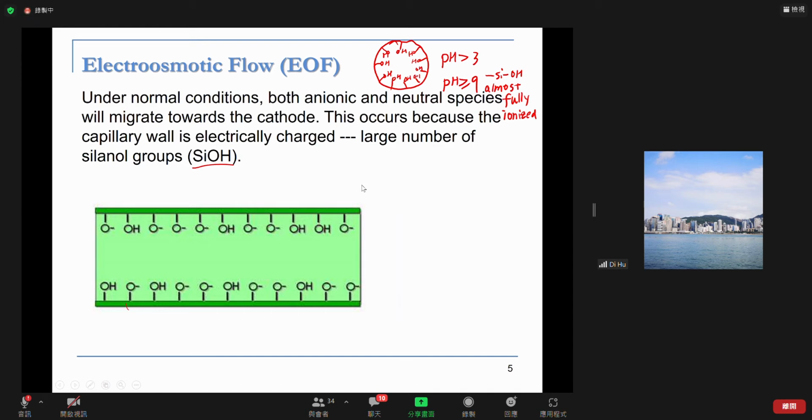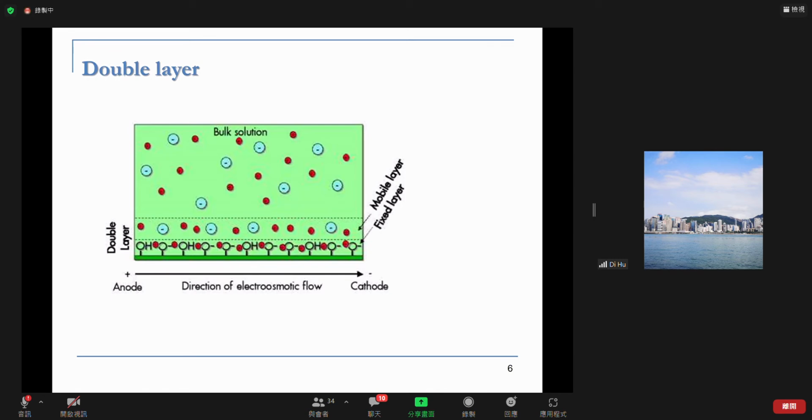And then what's next? You say, okay, I know it's charged, and then what's the point? The point is that now you're running the buffer solution after you run the alkaline. So you are analyzing your buffer solution, and it has positive ions and negative ions. The positively charged cations of the buffer solution are attracted towards the negatively charged silanol groups on the wall, and they form two inner layers of cations, as you can see in this figure.